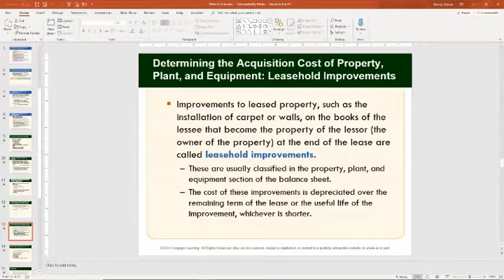Improvements to leased properties. If you have leased properties, things like additional walls, carpets, that sort of thing would go into a leasehold improvement account. We lease our building where we're at, and so I'm sure the landlord has a leasehold improvement account. Whenever there's equipment that has to be repaired, upgrades that have to be made, and that sort of thing.